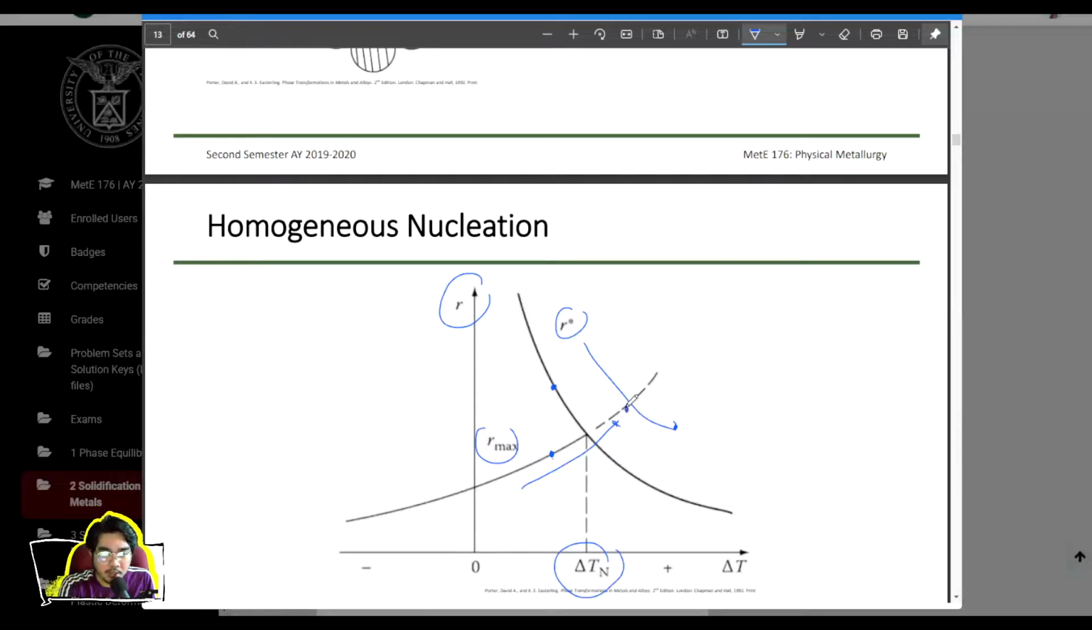Pero once na nandito ka na, pag ganyan, your R max is now always larger than the R star. So, kumbaga, feel mo na yung requirement. So, yung critical radius mo, kaya na ma-achieve ng R max mo. Okay? So, malapit na yung time, no?